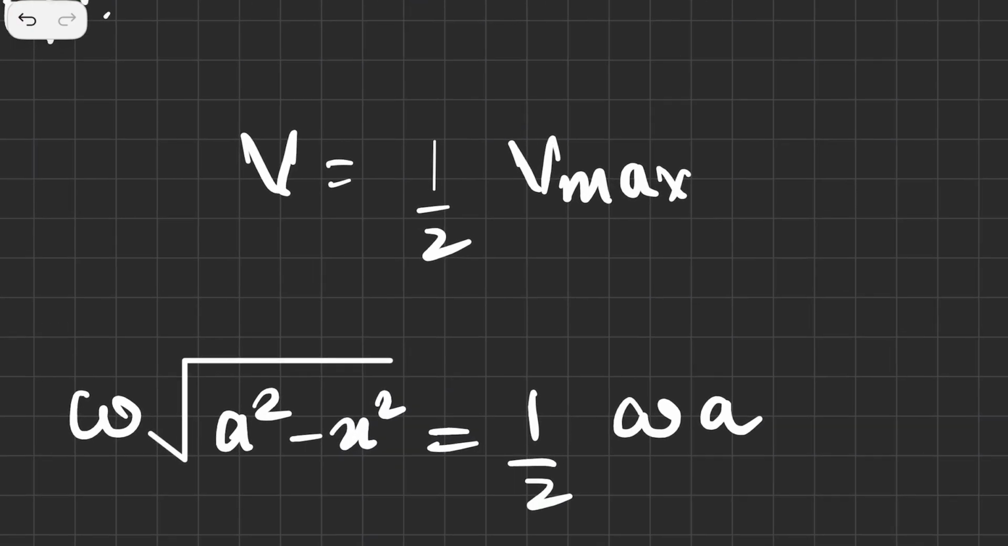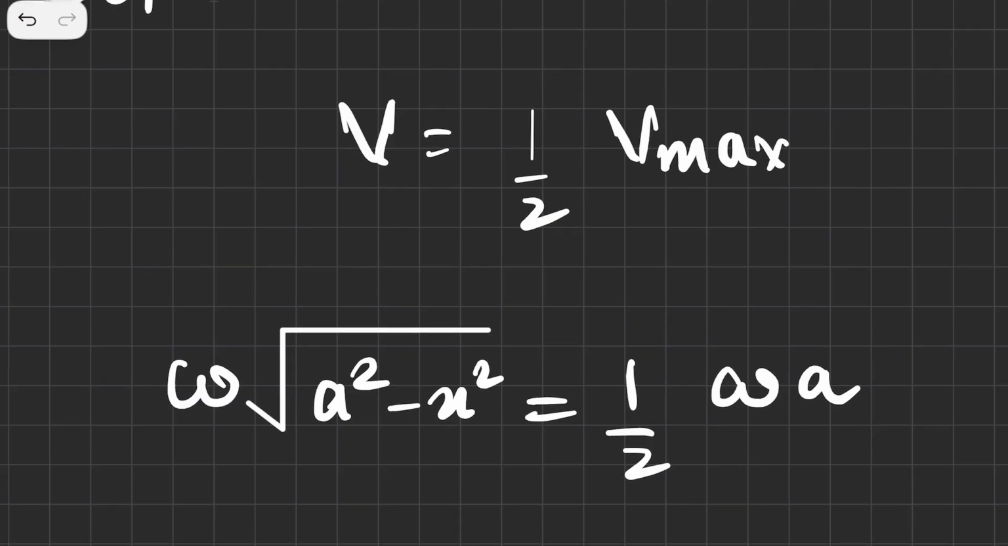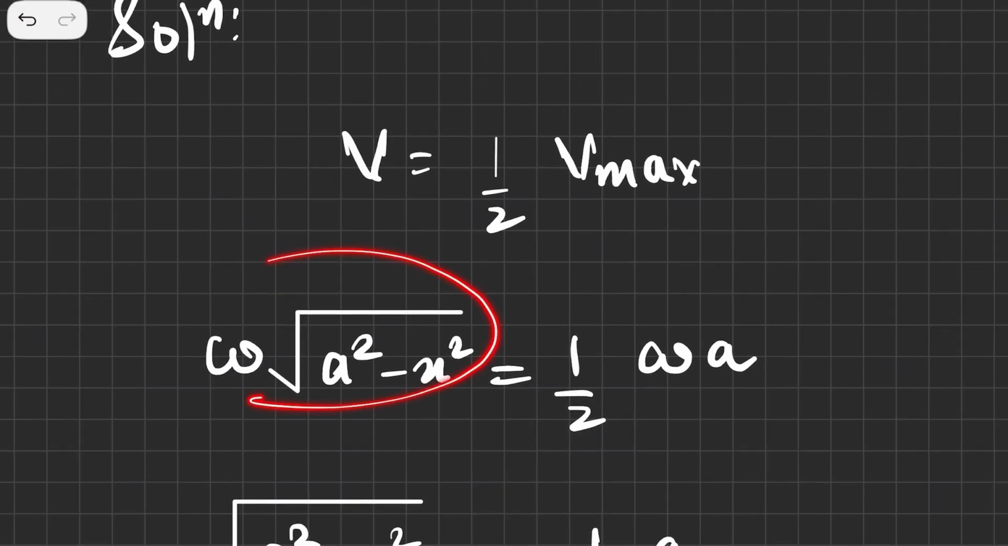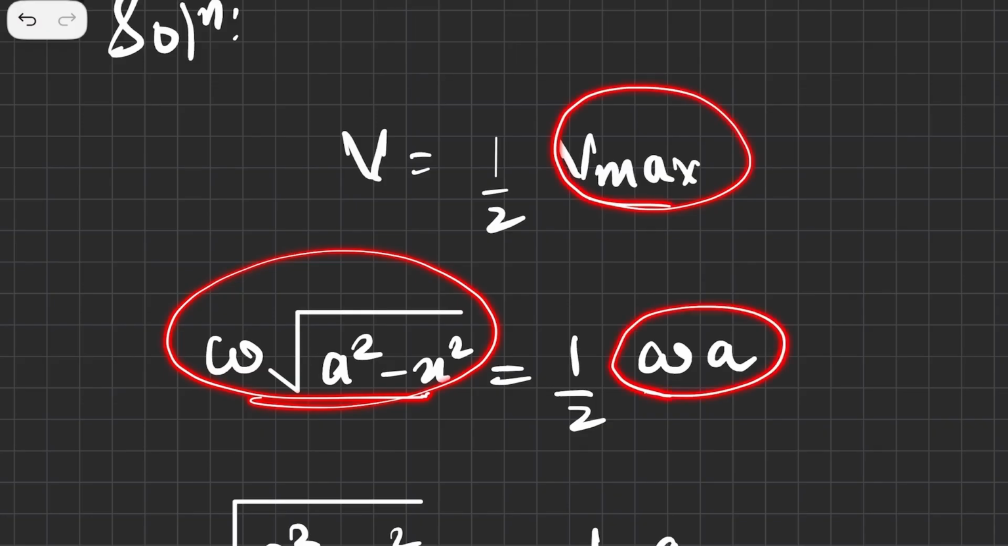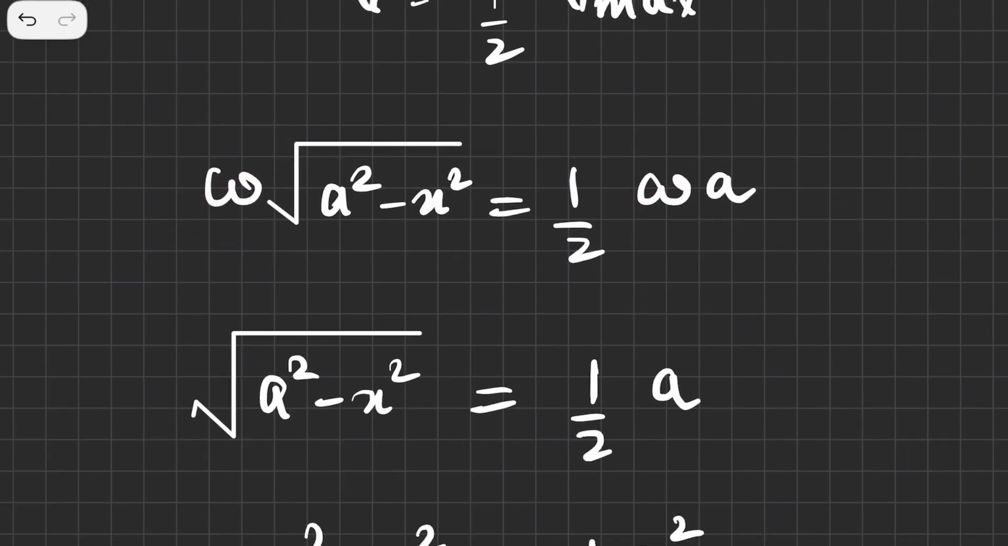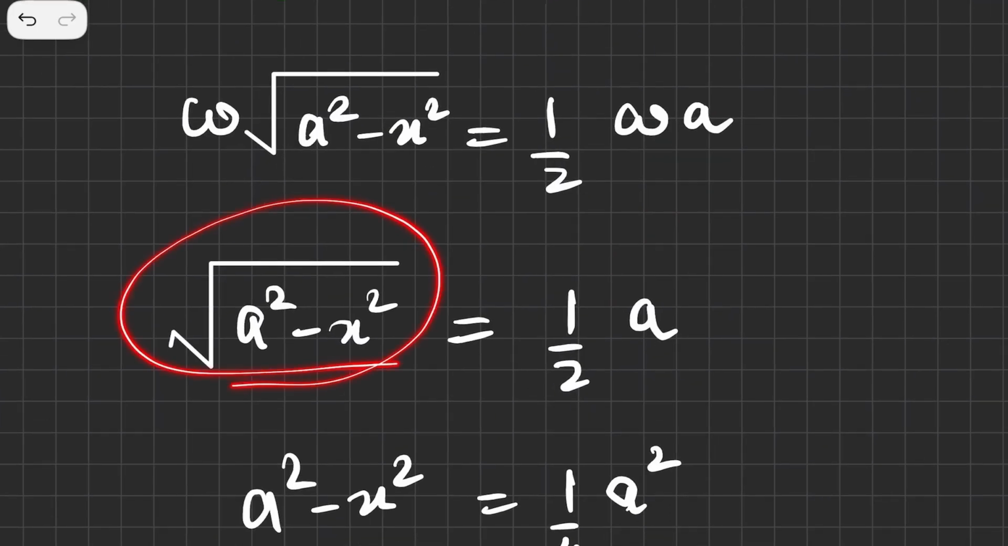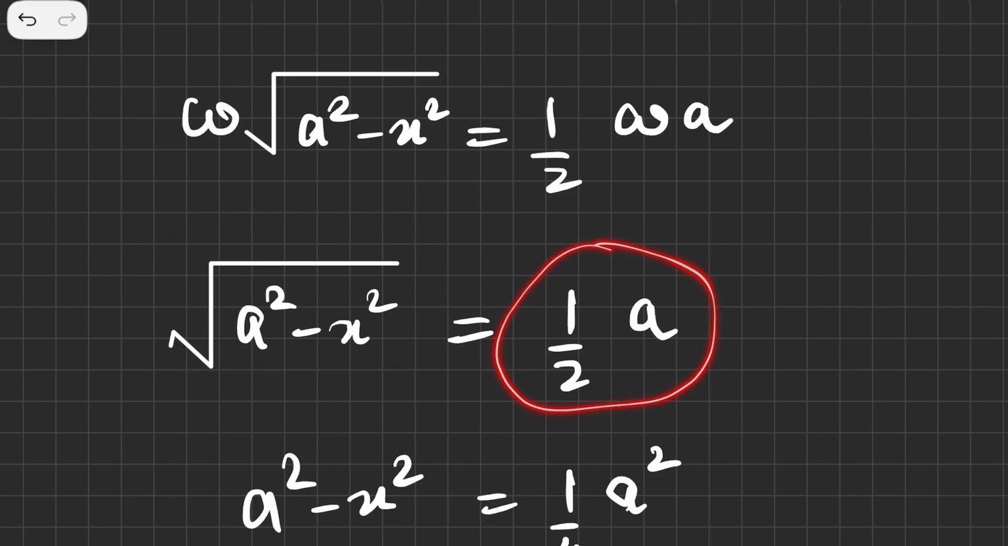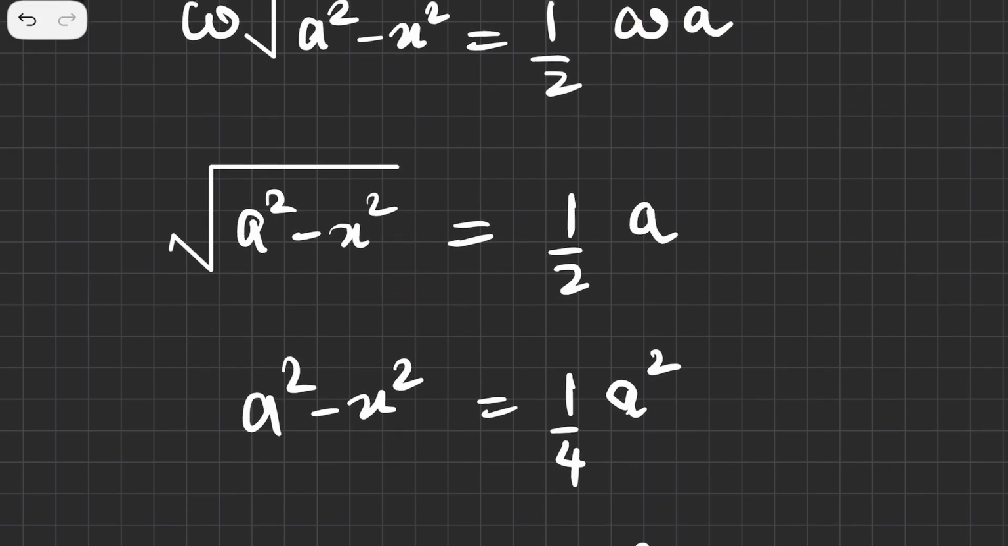The given condition is v is equal to half of v max. The formula for velocity in oscillation is omega root of a square minus x square, and the formula for maximum velocity is omega into a. We have derived these equations in previous videos. Then omega gets cancelled, and what remains is root of a square minus x square is equal to half of a. From here I'll square both sides, so the root and the square get cancelled out. What remains is a square minus x square.